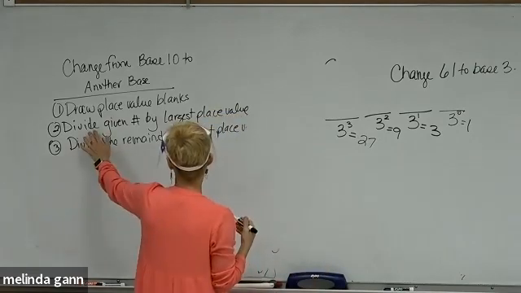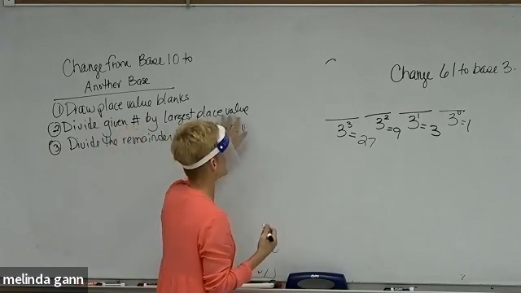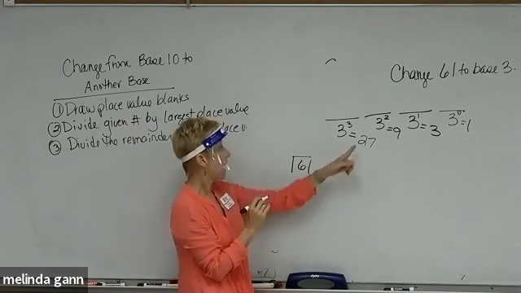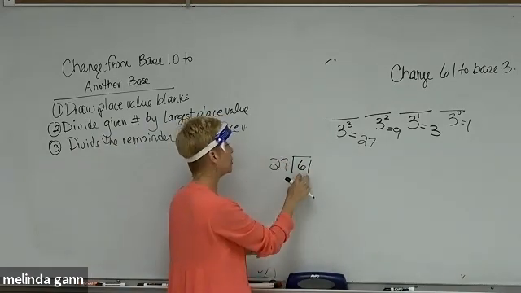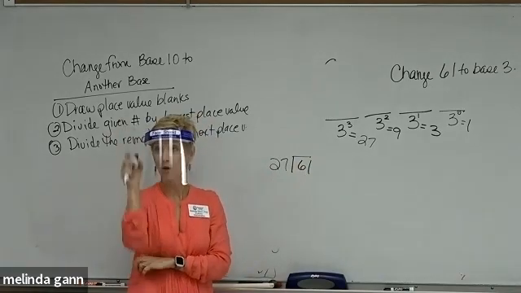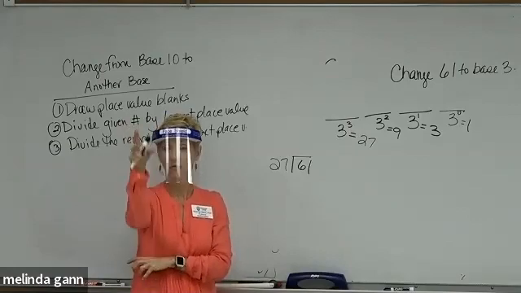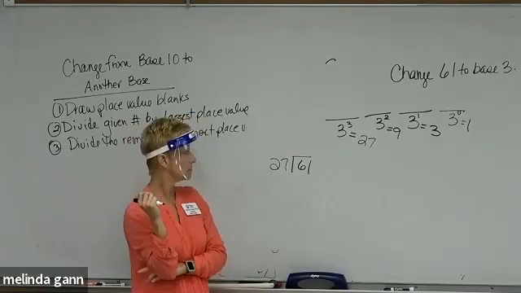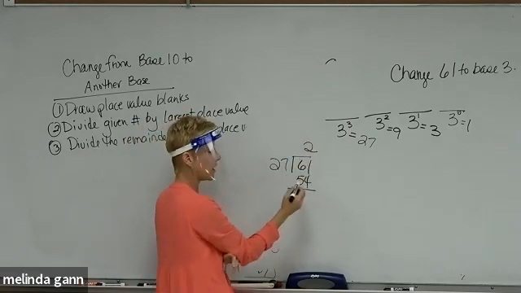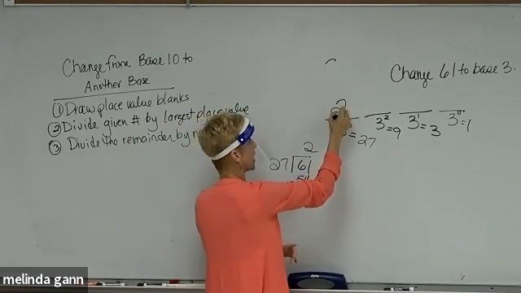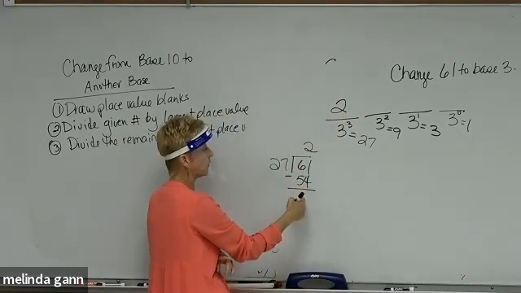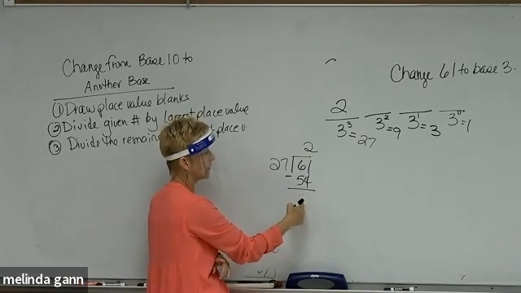Now look what it says. Divide your given number by the largest place value. My number is 61. How many 27s can you pull out of 61? How many times can you subtract 27 out of 61 even? 2. What's that going to get me? 54? Is that right? So that 2 goes in that place. Is everybody with me?